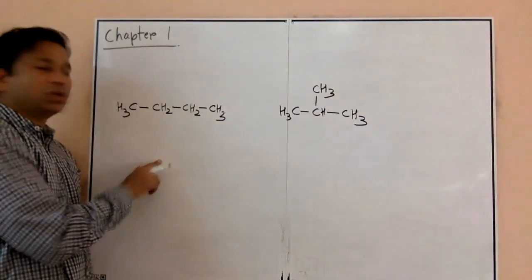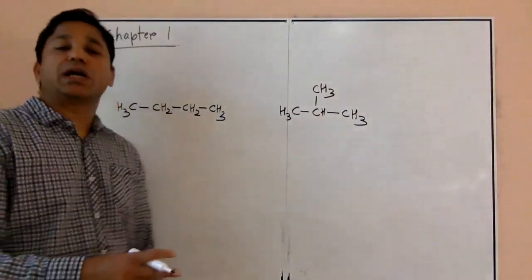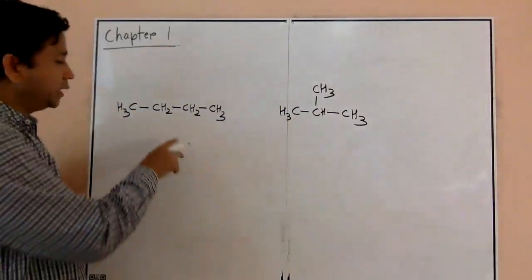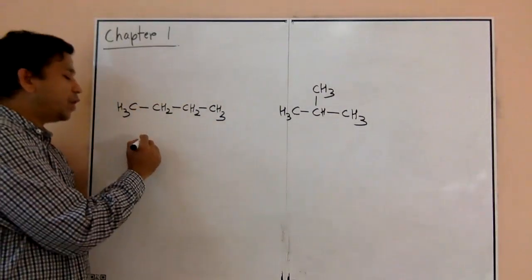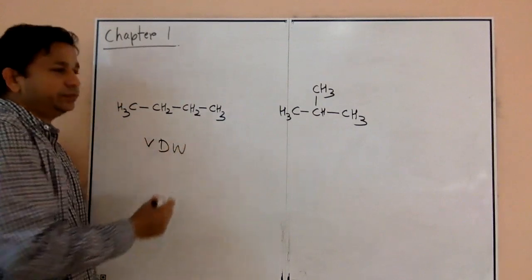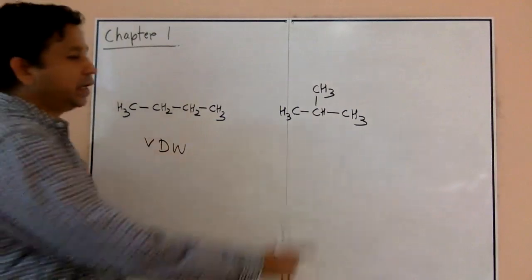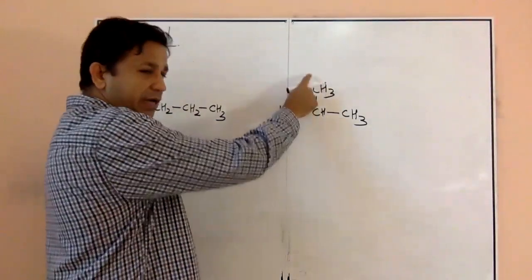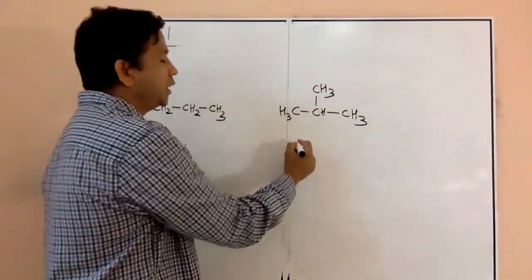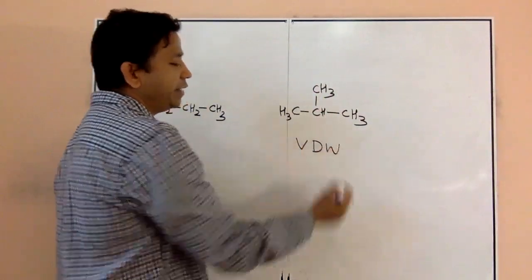All right. So the first thing always is to find out what kind of intermolecular forces we have. So this should have van der Waals forces. We have a carbon-carbon and a carbon-hydrogen, that's all we have. And here we have a carbon-carbon and a carbon-hydrogen, okay? So that's all we have. So this should have only van der Waals forces.